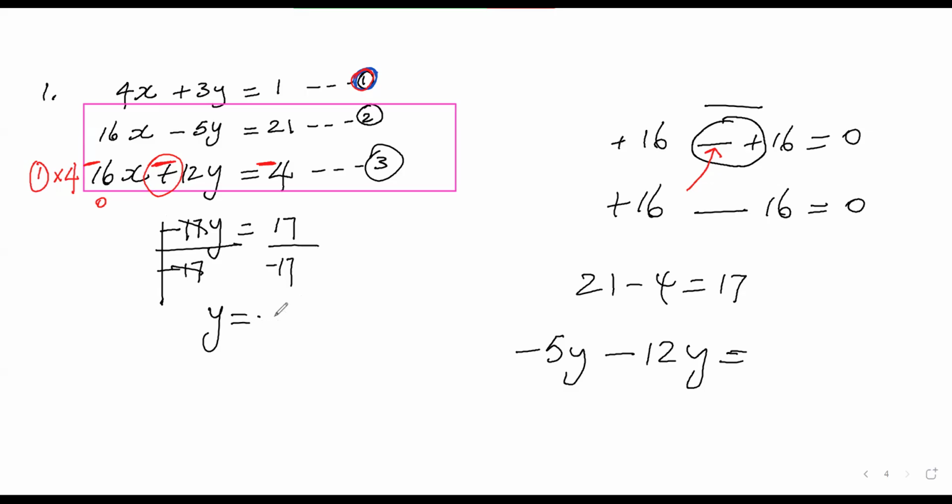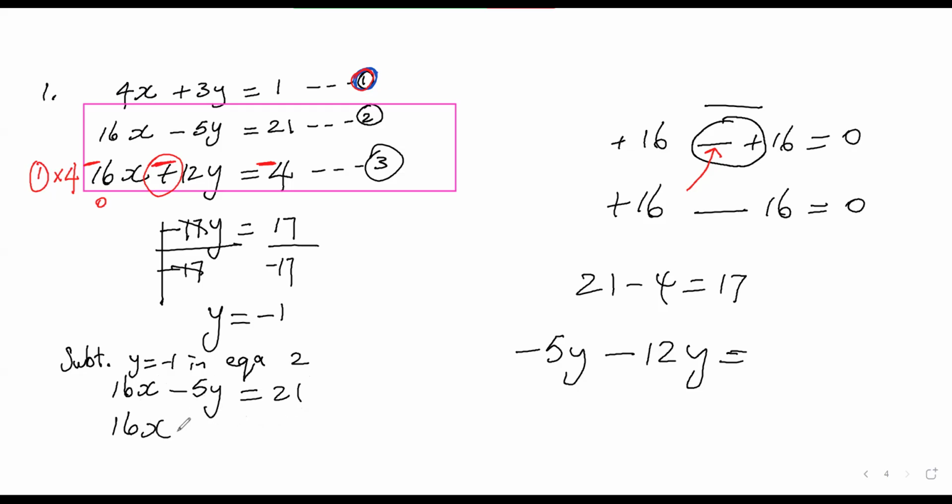Negative 1. So you're going to substitute our value of y equals negative 1 in equation 2. I think people use equation 2, right? A lot of people use equation 2, so I'm using equation 2. It doesn't matter. You're going to get the same answer. I'm just using what everybody is using, right? So I'm going to say 16x minus 5y equals 21. Everybody okay with that? Wherever I see y, what am I going to put?